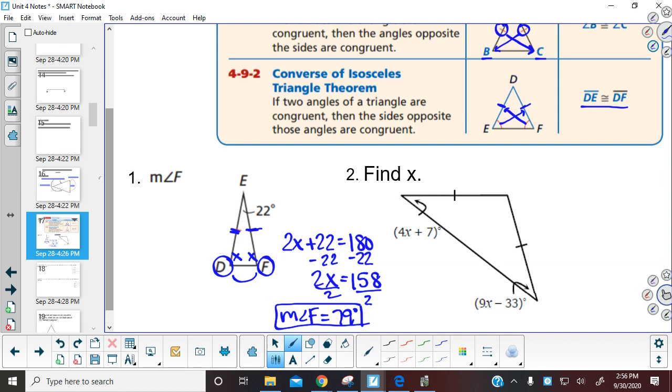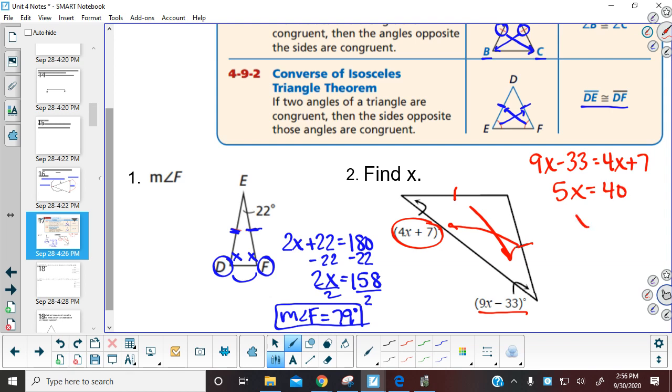So again, you can either do it algebraically or you can do it logically, whatever makes the most sense to you. Now, if we look at the next one, this side is marked congruent, so we're dealing with this angle that's across. This side is congruent, so we're dealing with this angle that's across. Again, if our sides are congruent, our angles are also the same. So we set those two equal and solve. We get 5x on this side and 40 on this side, so x equals 8. Notice it asks us to find x, so we don't need to continue by plugging anything in, but we could do so to check our work if we wanted.